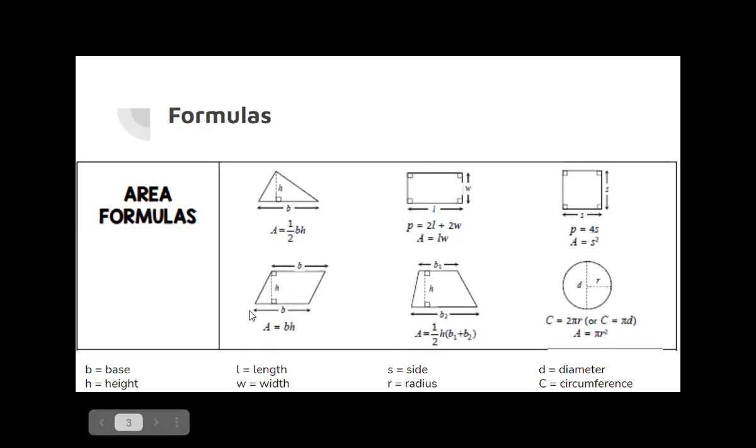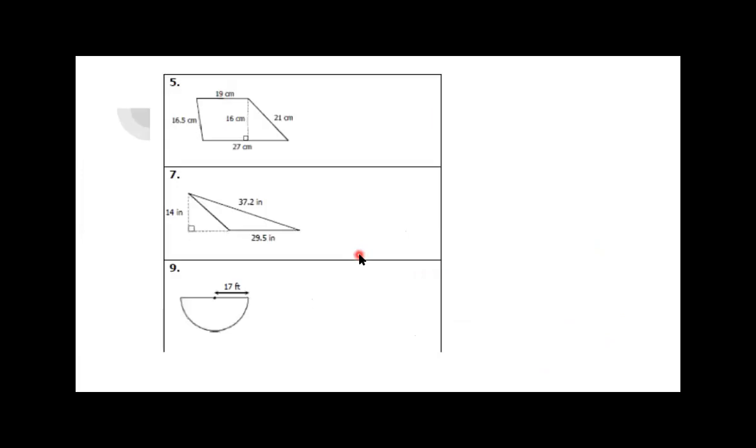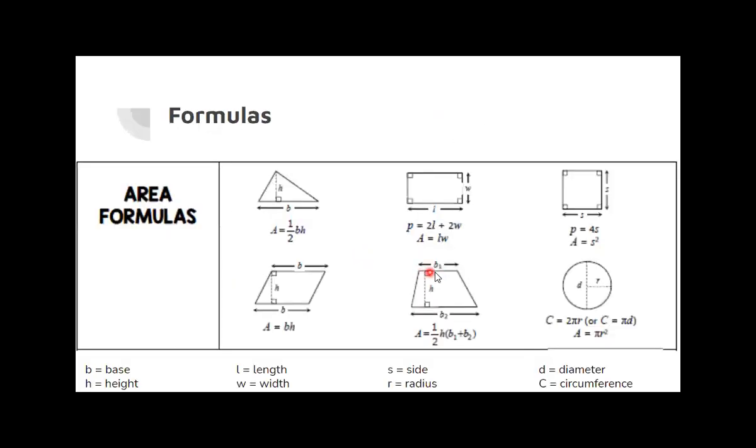As you can see here, there may be some instances where we have to work with right triangles to figure out what the height is. But this one is just the longest base times the height. For trapezoids, this one's a little bit different because we have two bases. We have a top base and a bottom base, and they're both different lengths.